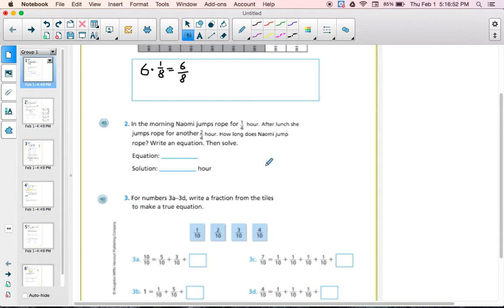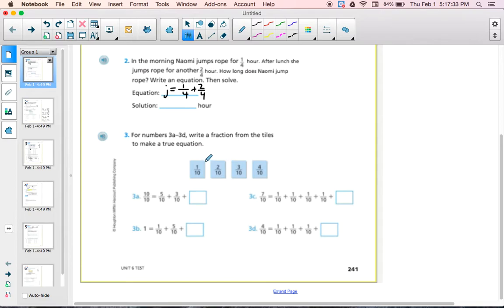All right. In the morning, Naomi jumps rope for 1/4 of an hour. After lunch, she jumps rope for another 2/4 hour. How long does Naomi jump rope? Write an equation, then solve. So we could say something like this. We use J for jumping rope. J equals 1/4 plus 2/4. All right, add those two together and write the solution in there.